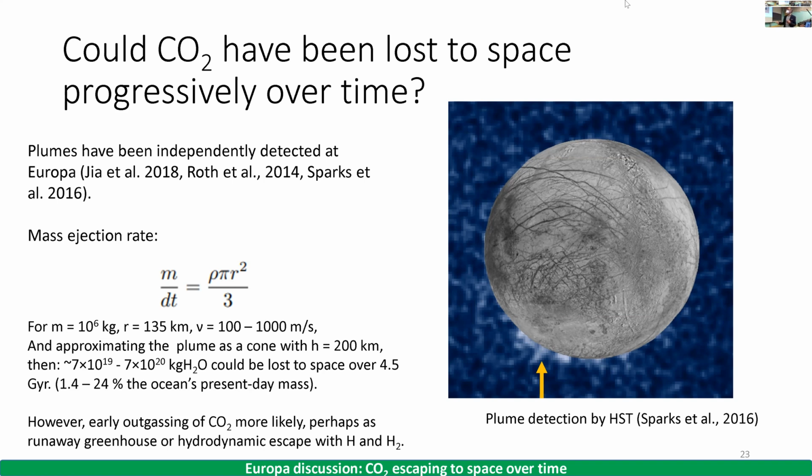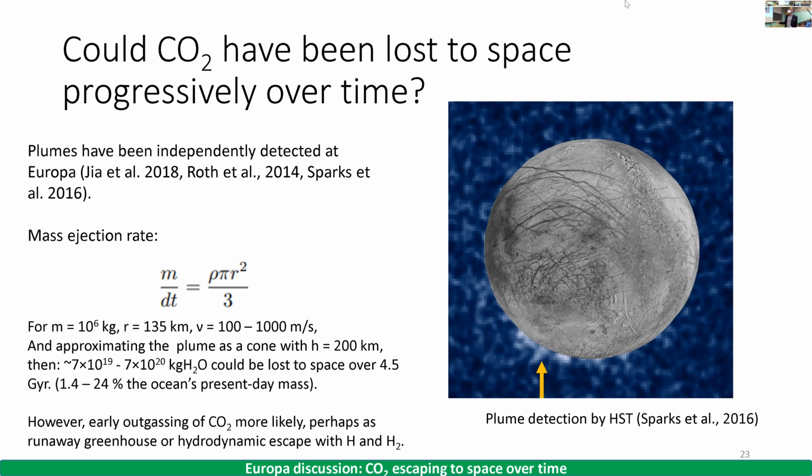And so if we just plug in the numbers, essentially you can lose about 1 to 24% of the ocean's present-day mass over 4.5 billion years, which is substantial, but it's still not enough to lose water through this mechanism over 4.5 billion years. You have to lose more water early on.